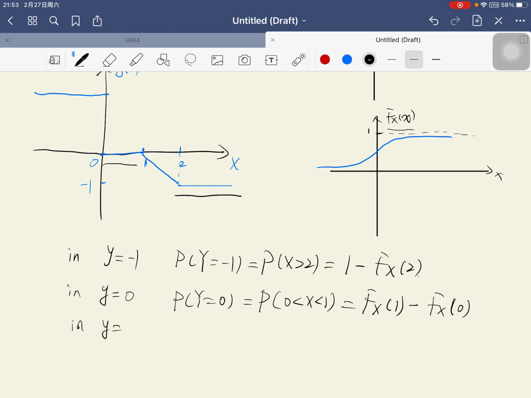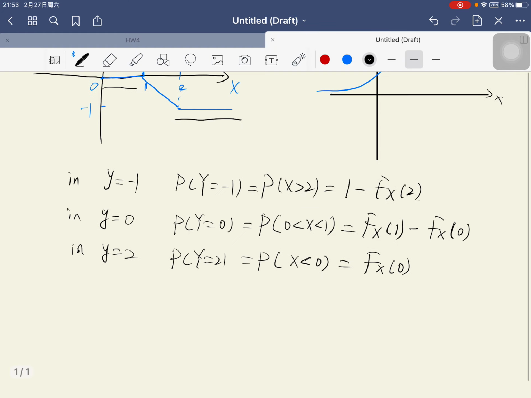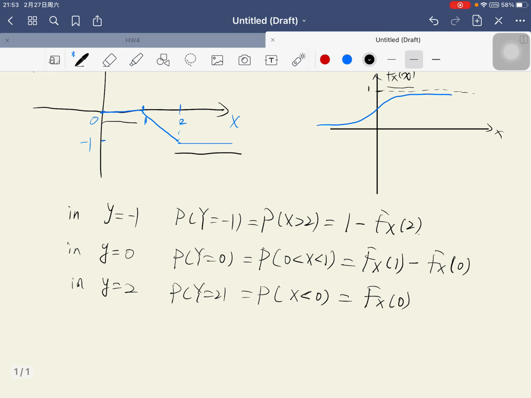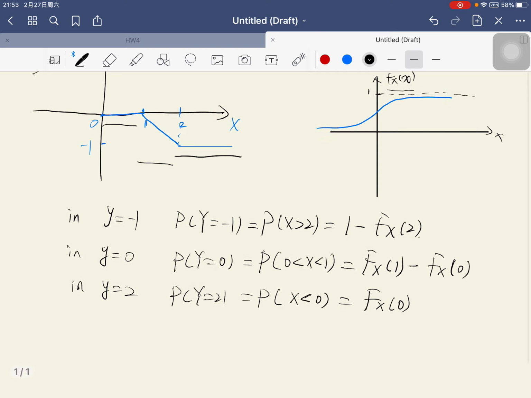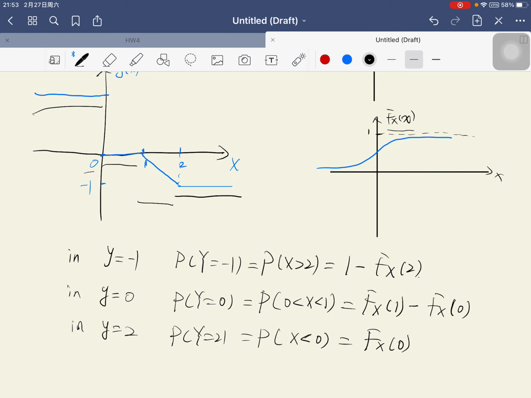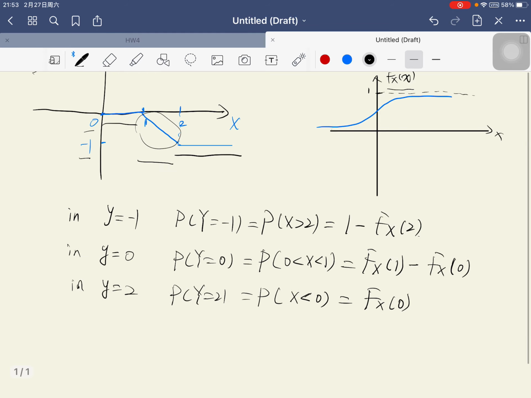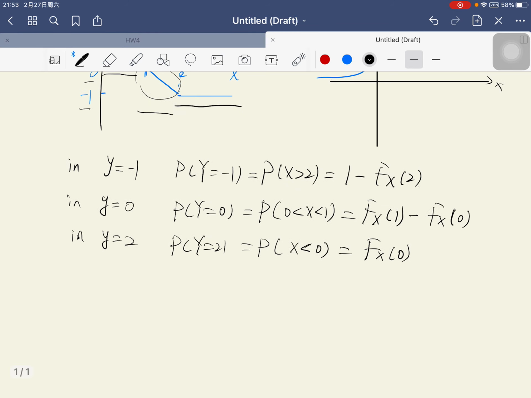the probability of y equals 2 is equal to the probability of x below 0, so it is equal to the distribution function of x at 0. But for x from 1 to 2, the y value is from 0 to -1. It is a line, so we want to compute this.